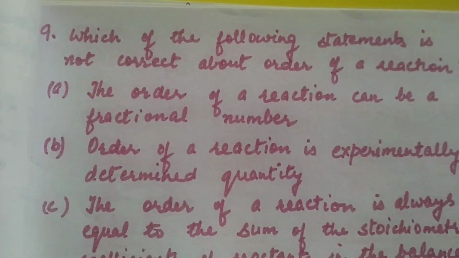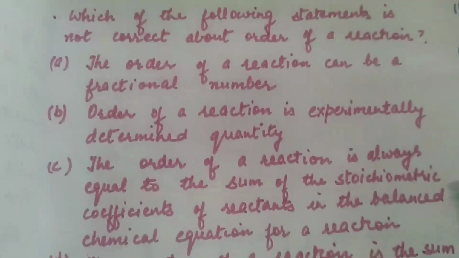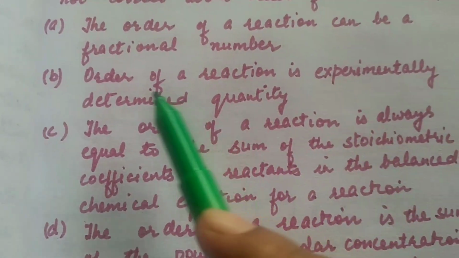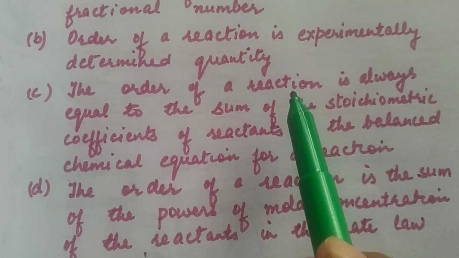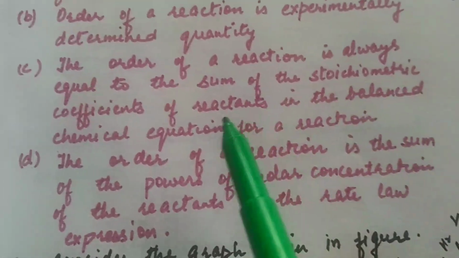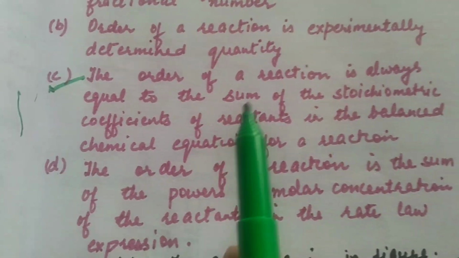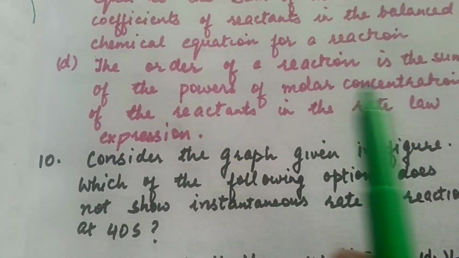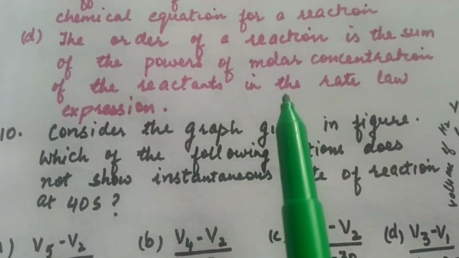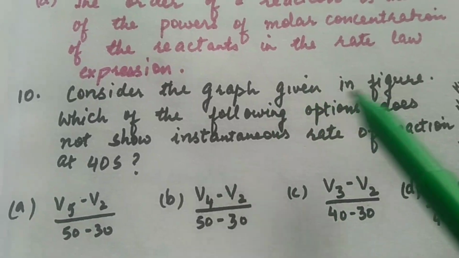Which of the following statements is not correct about order of reaction? Order of reaction can be fractional, correct. Order of reaction is experimentally determined, correct. Order of reaction is always equal to sum of stoichiometric coefficients of reactants in balanced chemical equation? No, not correct, because it is an experimentally determined quantity. Order of reaction is sum of the concentration exponents of reactants in the rate law expression, correct. Consider the graph given in the figure.